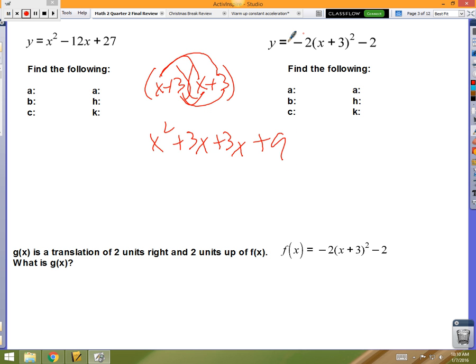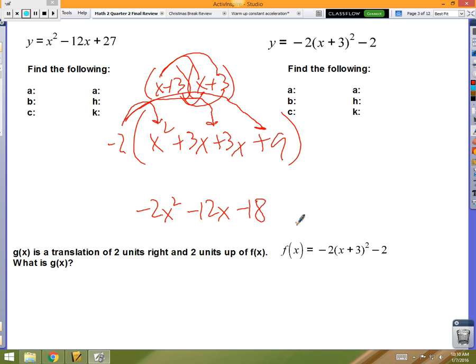But then there was a negative 2 out in front. So you have to distribute a negative 2 to all this. So negative 2 times that is a negative 2x squared. And then a negative 2 times 6x is going to be negative 12x. Then a negative 2 times 9 is negative 18. So that's my a. My b is a minus 12. And my c is a minus 18.